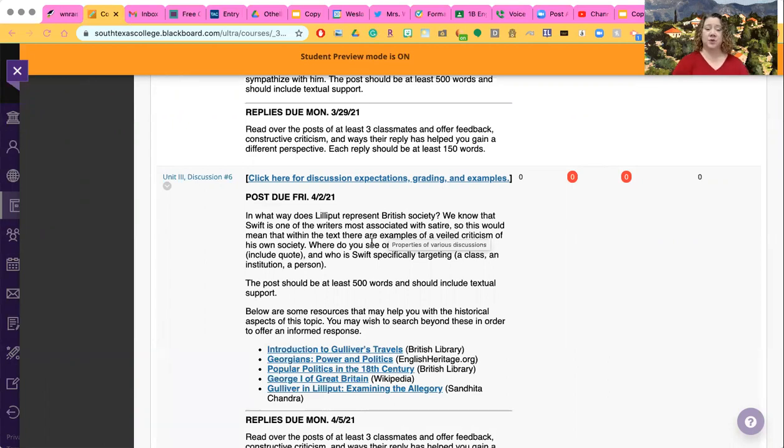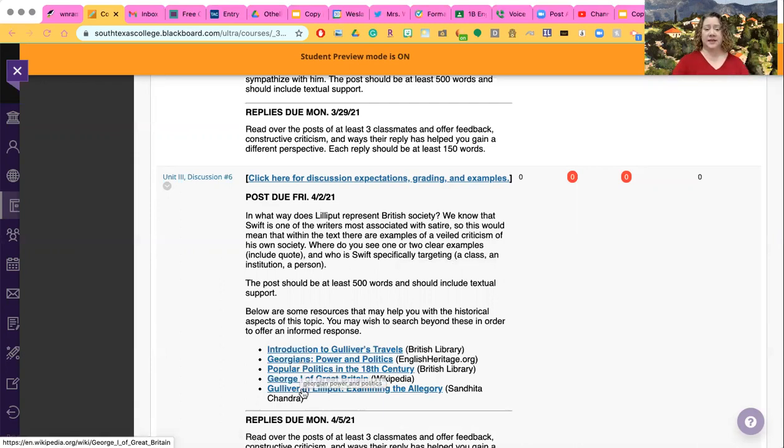It says, we know that Swift is one of the writers most associated with satire, so this would mean that within the text, there are examples of veiled criticism of his own society. So where do you see other examples of that kind of criticism? Maybe you have to think back to when you were in world history or European history. If you took AP Euro, then you might have to go back to thinking about what you learned in those classes to think what was British society like at the time, because it's hard to know what he's criticizing if you don't know what the society was.